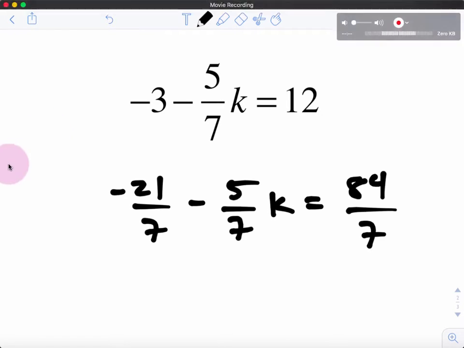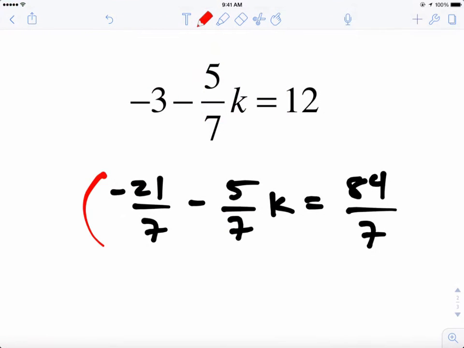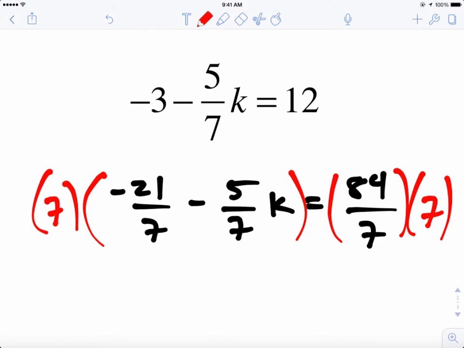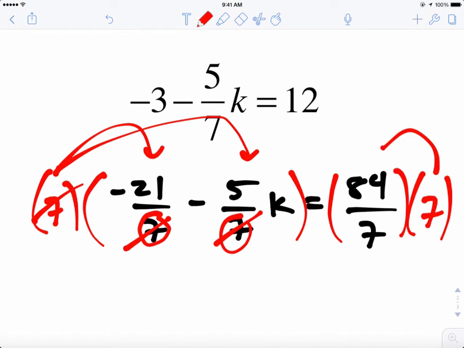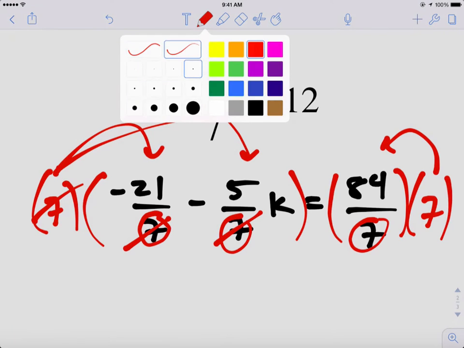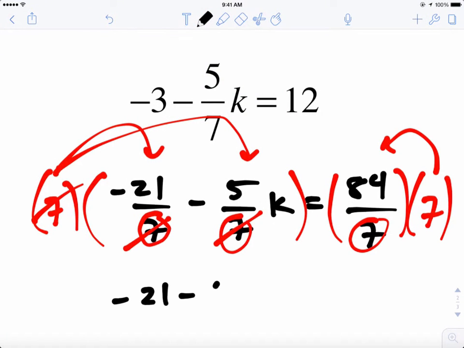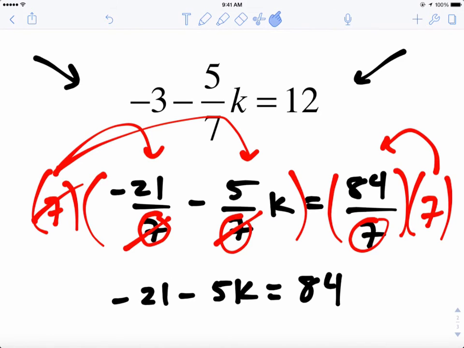And now that we have all of these fractions with 7 as their denominator, you can multiply both sides of the equation by 7. And I hope you can tell that there's going to be a lot of easy simplifying. Right? This 7 and this 7, it's going to simplify to 1. Because 7 times this number, you can cancel the 7s. 7 times this number, you can cancel the 7s. And we end up with just negative 21 minus 5 times k equals 84. Wow, not so bad at all. And that's actually what you'd get if you multiplied both sides of our original equation by 7. So that's an option if you'd like to use it.